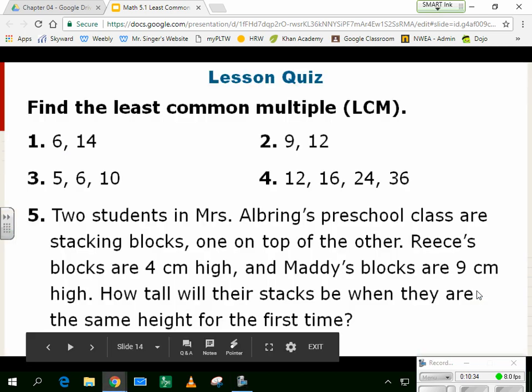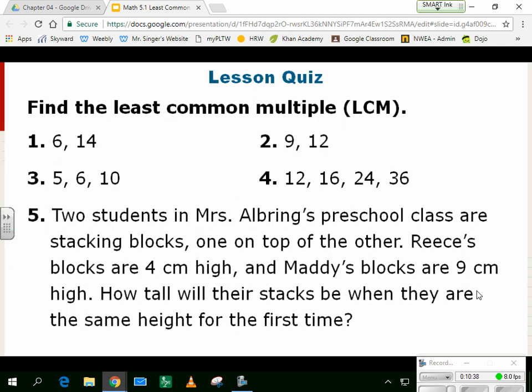All right, here's your warm up. I'm really got to be done doing lessons today. Here's your quiz. There's 5 problems. Find the LCM of 1, 2, 3, and 4. And then you're finding the least common multiple of 5, but here you're looking at a scenario.